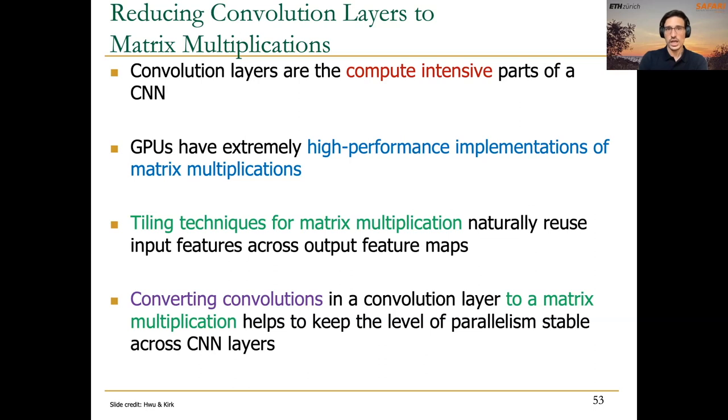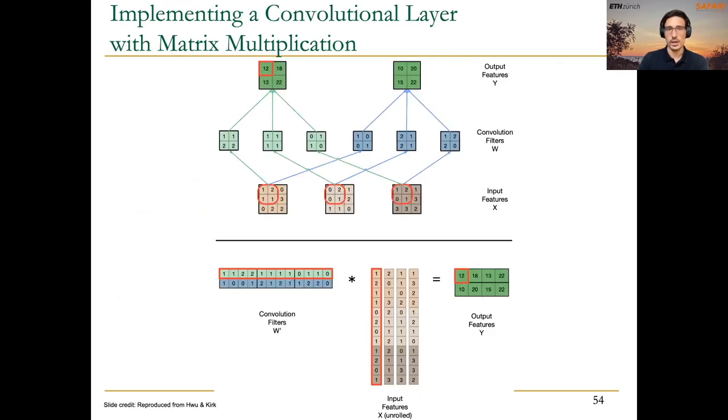the CNN layers. And here you can see an example of how to do this reduction of the convolutional layers to matrix multiplication. At the top of the figure, you can identify the convolution itself with the input feature maps, convolutional filters, and the output feature maps. So for example, in order to obtain this element here of the output feature map, we have to apply the convolution filters on the three input feature maps in this case. So we perform multiplications and additions of this filter over these four elements of the input feature map, same here, and then we obtain this element 12.